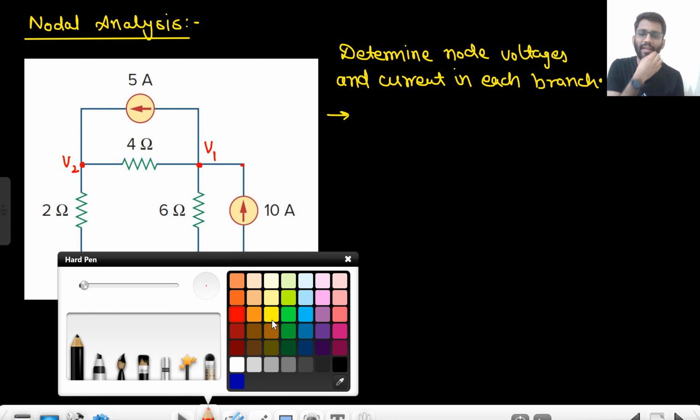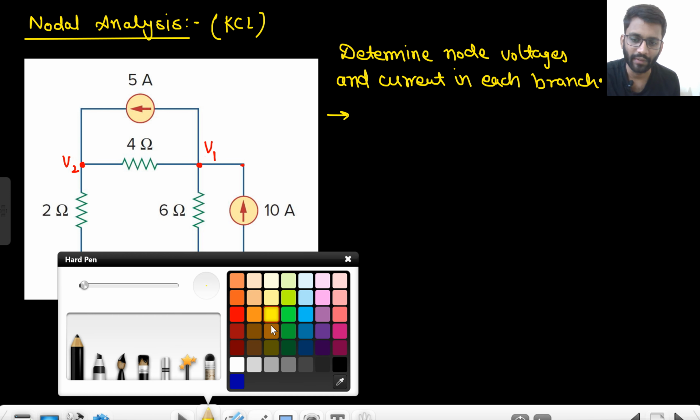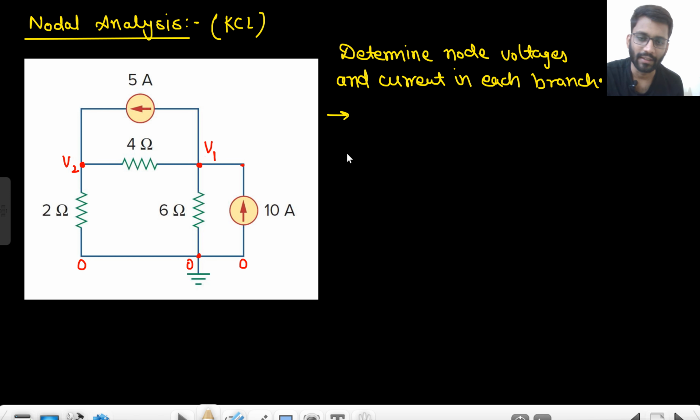Now we will apply nodal analysis. What is nodal analysis? Nodal analysis is basically KCL. So I will write, applying nodal analysis.